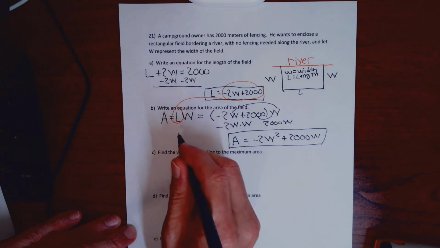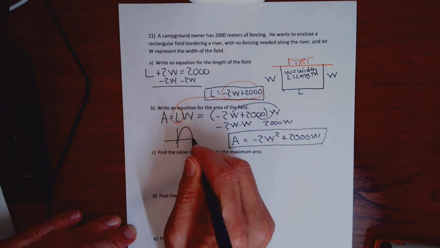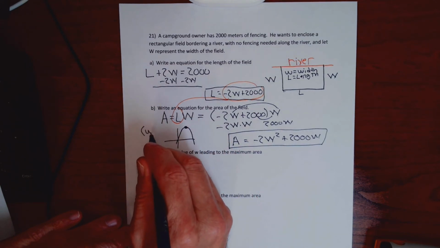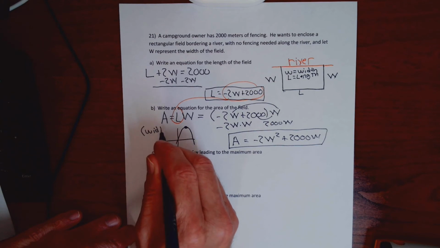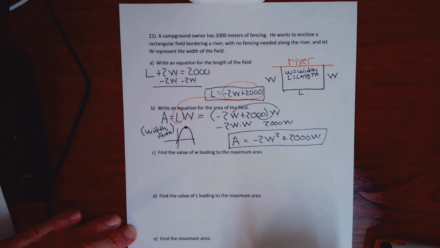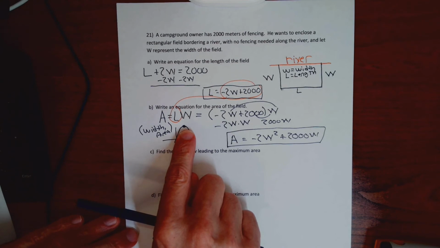In the video, I graphed one of these, and the graph would look something like this. Each point on the graph, the x coordinate is the width, the y coordinate is the area. Because I'm trying to maximize the area, I'm looking for a maximum point. That's going to be at the vertex of the parabola.